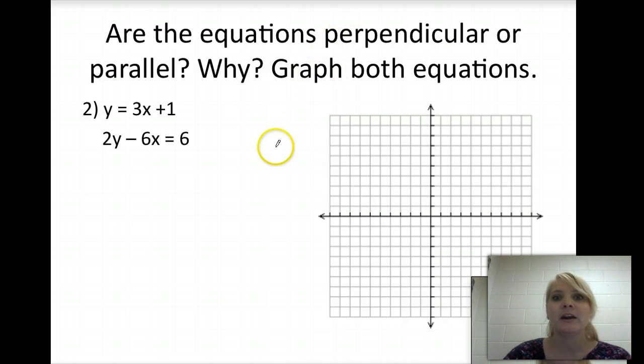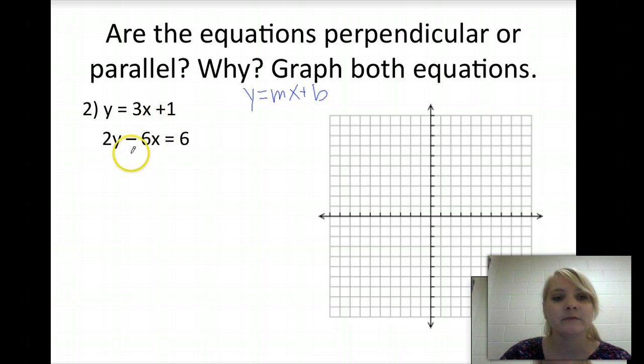All right, now we're going to look, are the equations perpendicular, parallel, and why? And we're going to graph both equations. So first we're going to take a look at identifying if our equations are perpendicular or parallel based on the equations. So we want to write everything in slope-intercept form, so in the form y equals mx plus b. Now our first equation is already in that form.